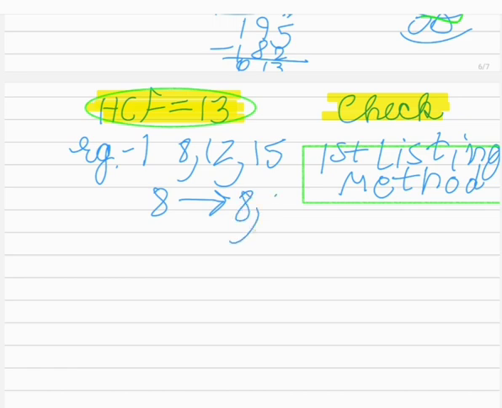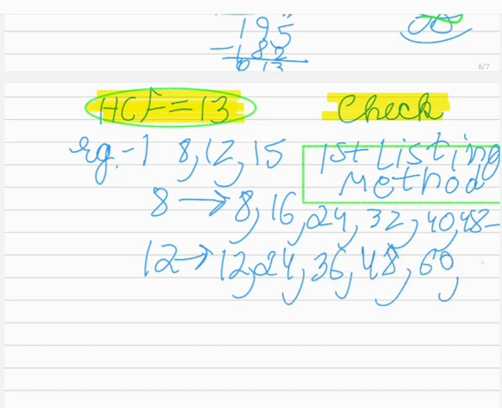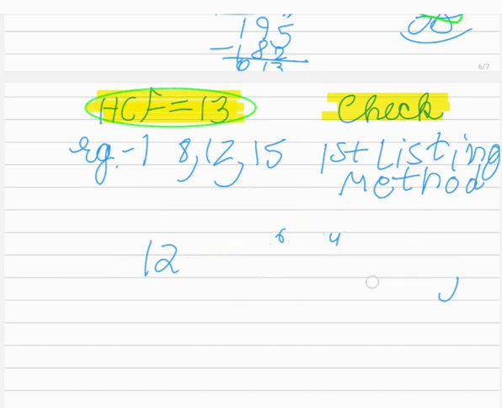8, 16, 24, 32, 40, 48 and so on, and 12 is 12, 24, 36, 48, 60. You have to write the full table. You know, 56, 64, until... we will do it once again because it's looking very dirty.